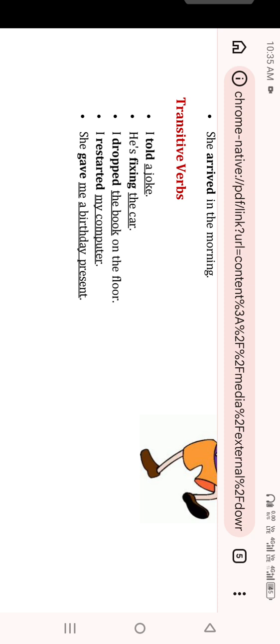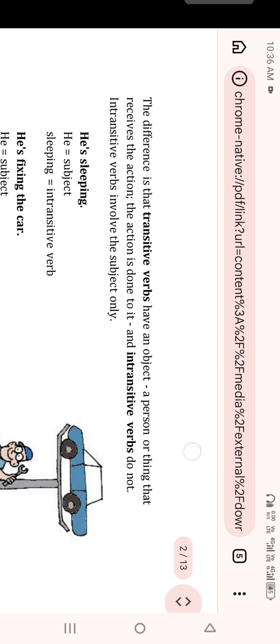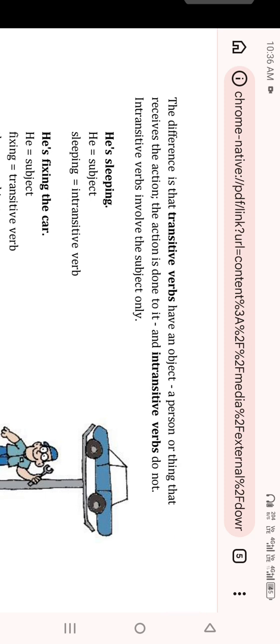In all these sentences, the verbs told, fixing, dropped, restarted, gave all take an object. Either it's a noun or a pronoun. For example, joke is a noun, the car, the book, my computer are nouns, me is a pronoun. So now let's come to the difference between the transitive and intransitive verb. The difference is that transitive verbs have an object, a person or thing that receives an action.